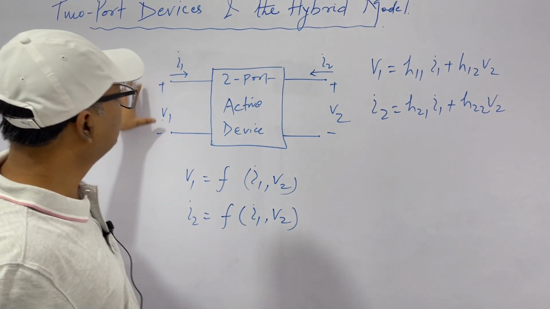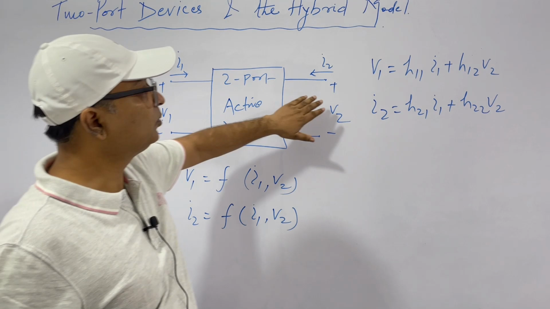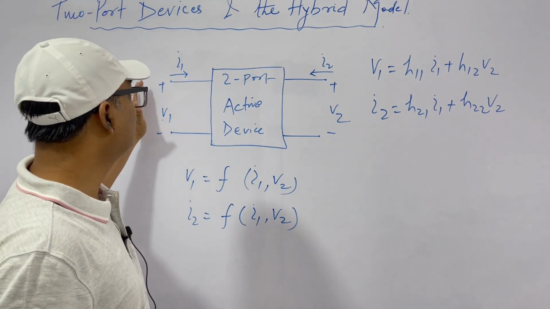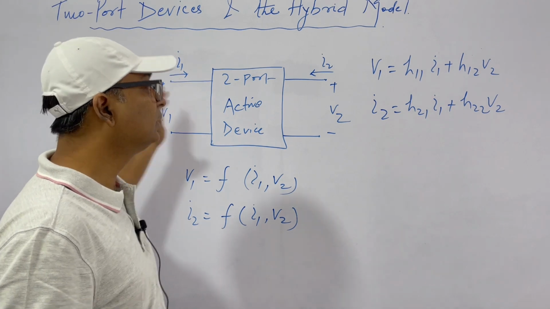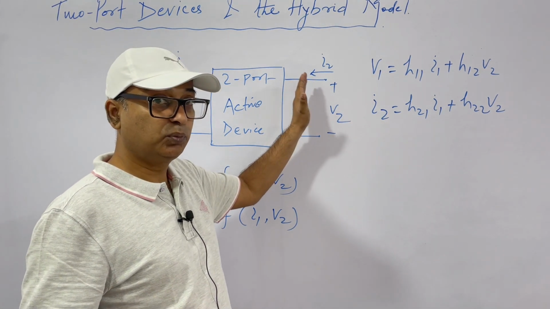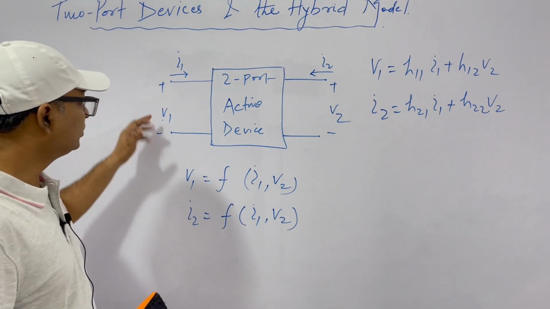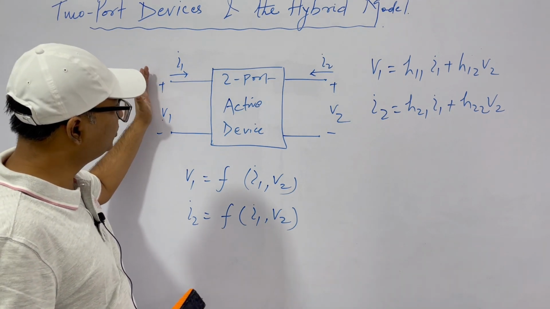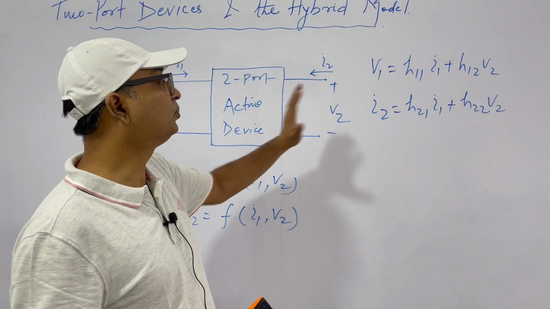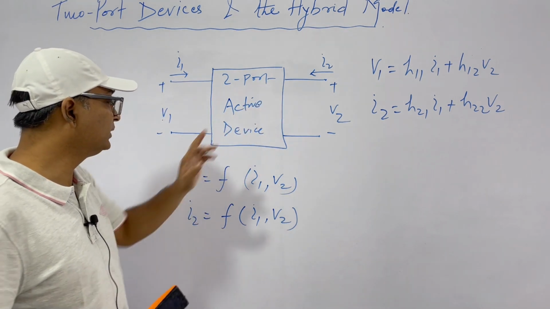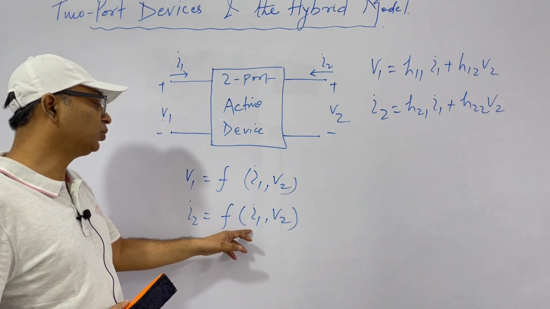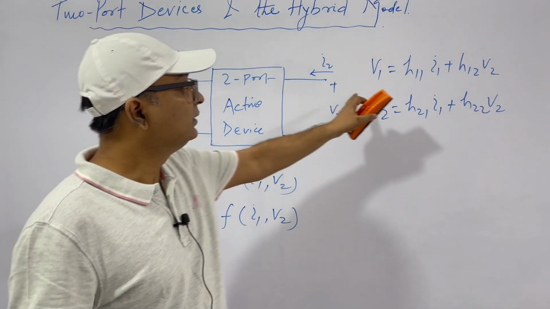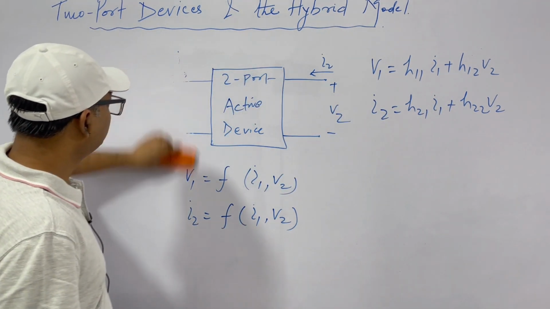I think this is clear. Input voltage, input current, output voltage, output current. I am using input and output, but you can say voltage and current at port 1, voltage and current at port 2. Clear? So voltage of port 1 is a function of current of port 1 and voltage of port 2, and similarly current of port 2 is a function of current of port 1 and voltage of port 2. Clear? These are the equations. Now I am rubbing this.